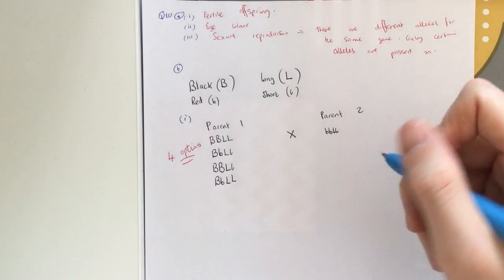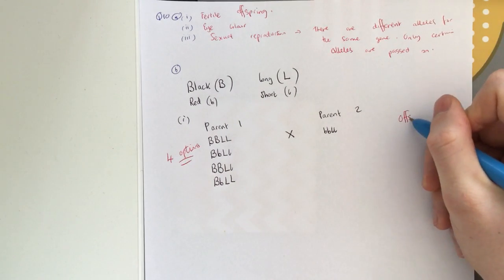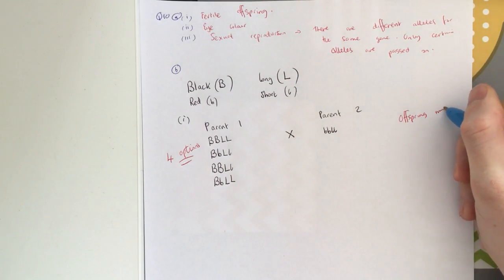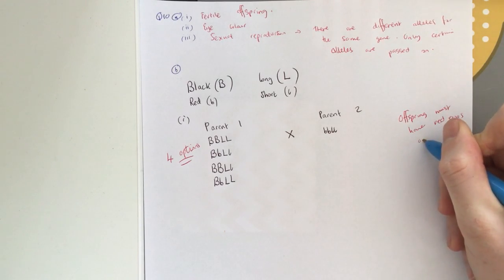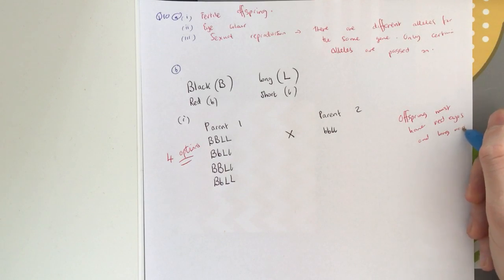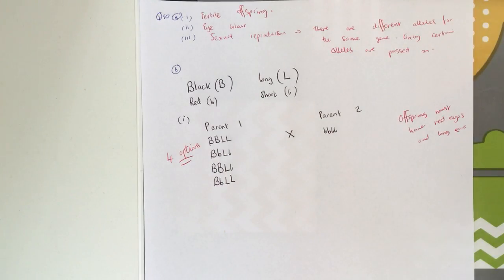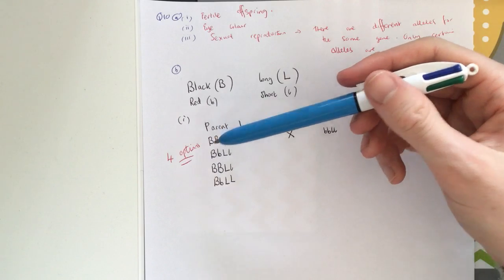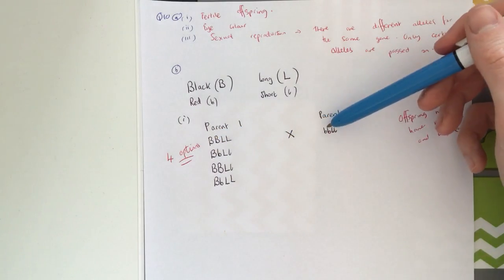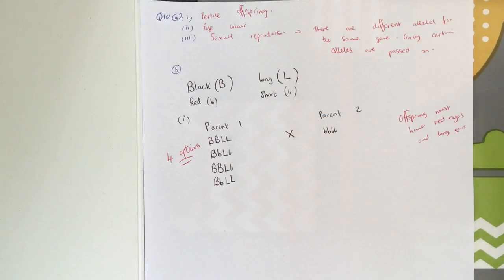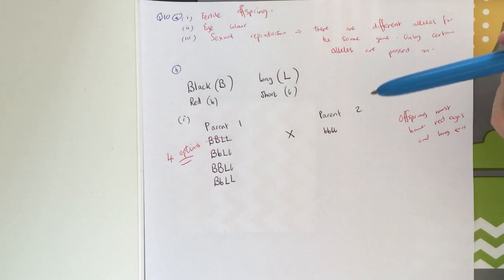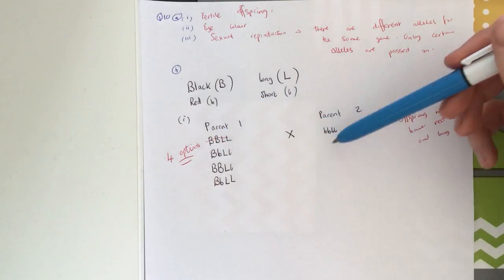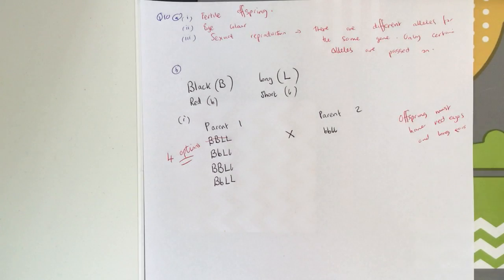There is. So offspring must have red eyes and long ears. So let's look at this. If parent 1 was big B, big L, and it crossed with this parent here, could you have offspring which have red eyes and long ears? The answer is no, because if you think about it, they're all going to be heterozygous. They won't have red eyes and long ears.